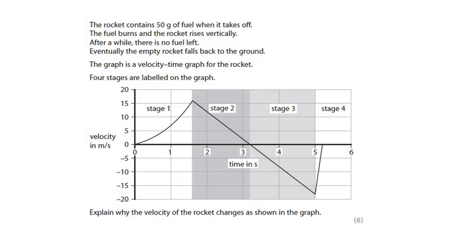The graph is a velocity time graph for the rocket. Four stages are labeled on the graph. Explain why the velocity of the rocket changes as shown in the graph. And it's a 6 marks question. So, for each stage, you have to write a description about this velocity time graph.